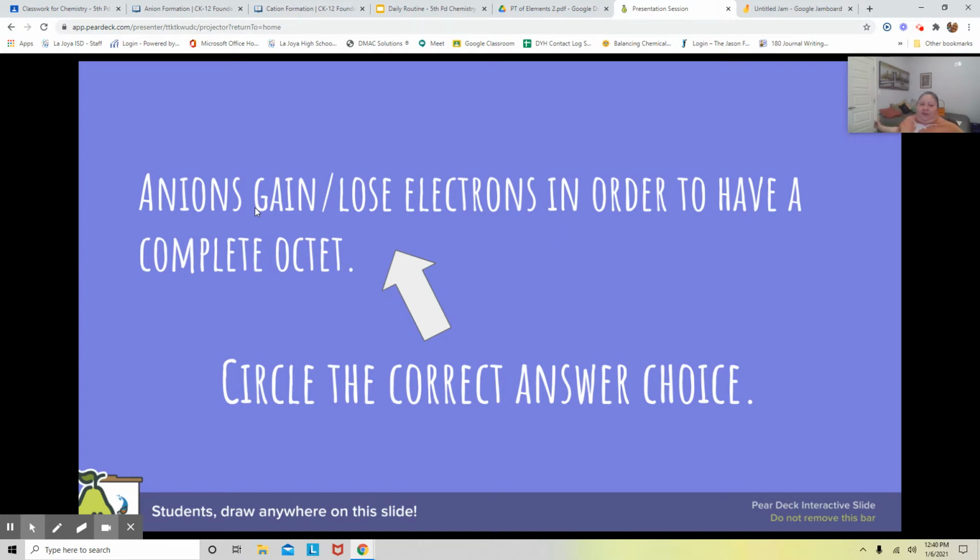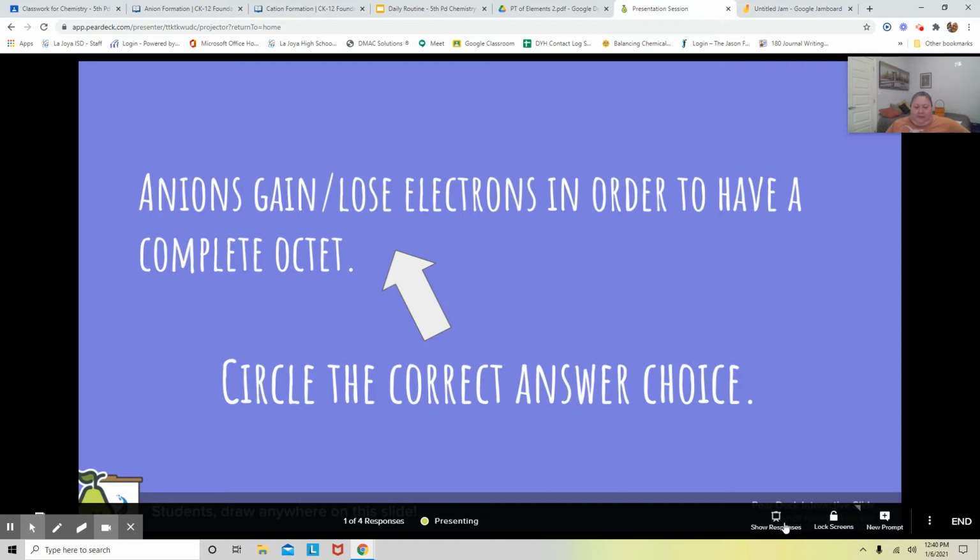All right, guys, you have your first Pear Deck question. Are you ready? It says circle the correct answer choice. Anions gain or lose electrons in order to complete octet. Start circling your answer. I got one person who already put in their answer on Pear Deck. Irvin, if you want to join us on Pear Deck, go ahead. Let's see what they answered.